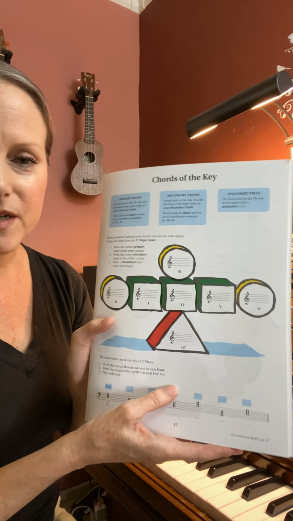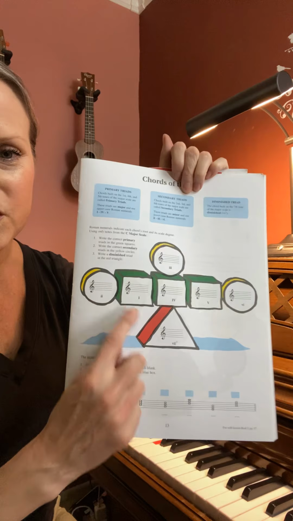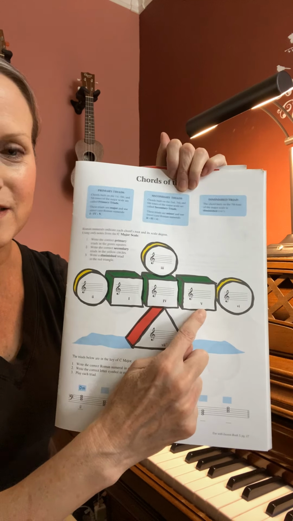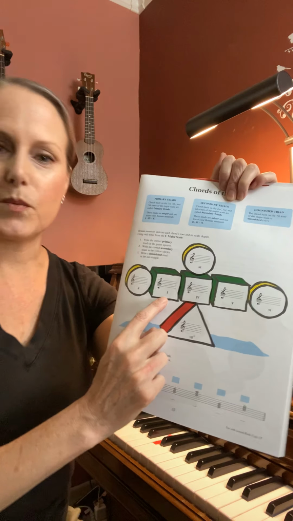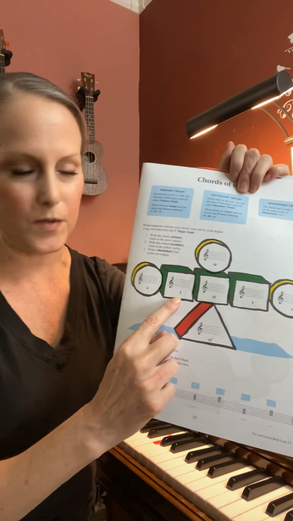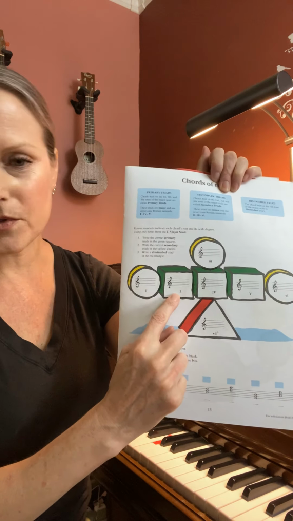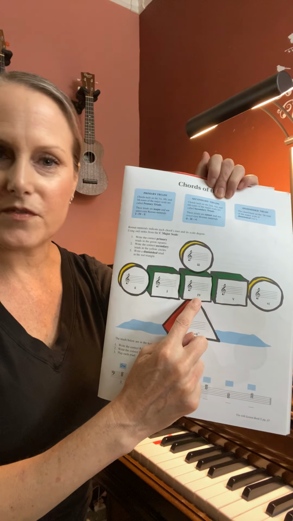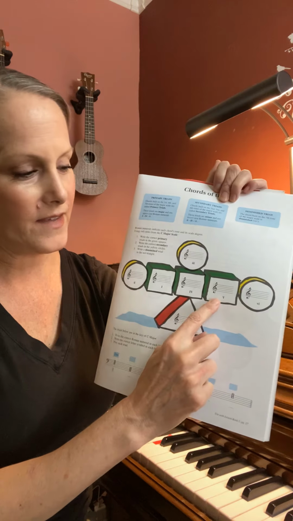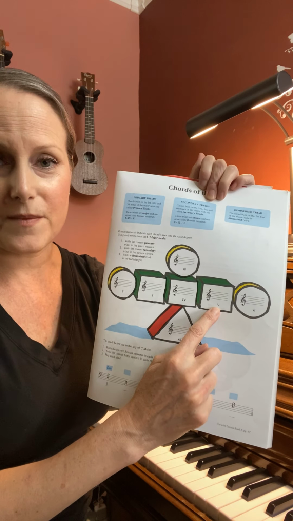We have 3 primary chords, which they color code in green. Our 3 primary chords in the major key are capital Roman numerals. Roman numeral 1 is the first scale degree, Roman numeral 4 is the 4th, and the 5 is the 5th.